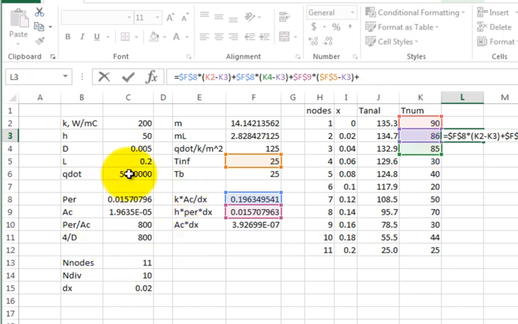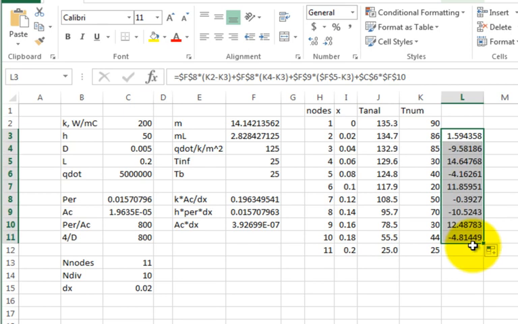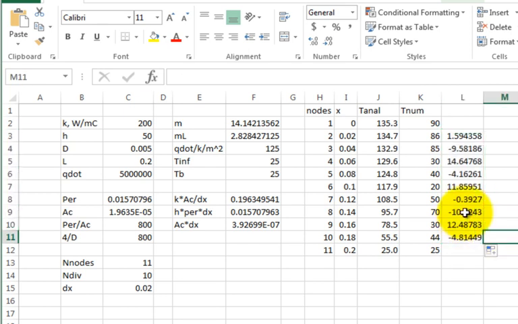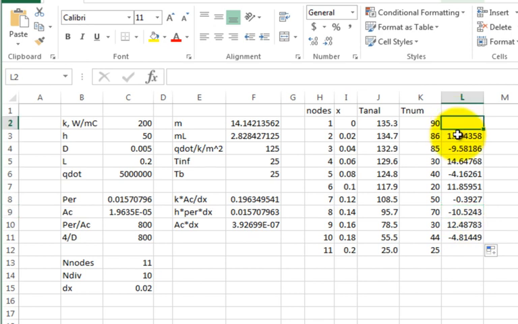And then the last, we add our Q dot, which is way over here, times the volume. Volume is A sub C times delta X. I need to lock that in and lock that in. And when I hit return, it doesn't equal 0, does it? But if I had the right temperatures there, it would equal 0. So this energy balance, I can drag it down, and I need to balance the energy for those nodes. And I just double check, does that look reasonable? Looks reasonable.